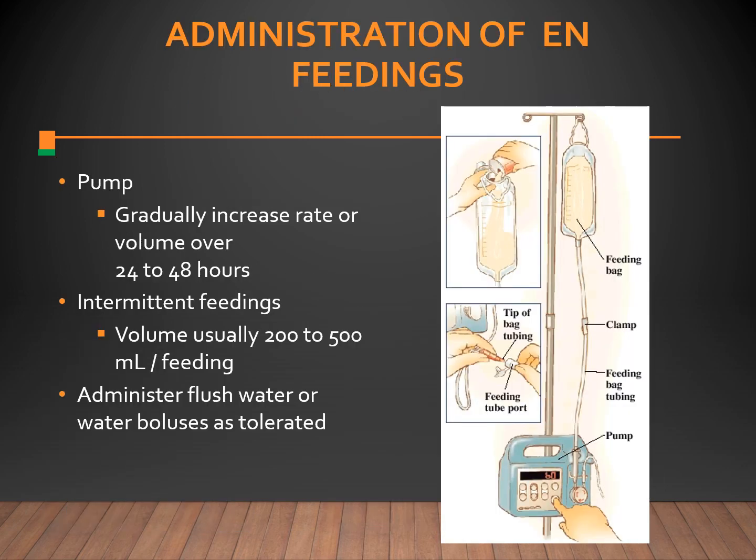When you're administering these feedings, you have a couple options. The pump, which gradually increases rate over a certain amount of time, usually 24 to 48 hours, depending on how they're tolerating it. You should have specific orders for that. There's intermittent feedings, and the volume is usually 200 to 500 mLs of feeding. So let's say a patient has a new tube, you might start with the first intermittent feeding of 200 mLs and work our way up. And again, water flushes and boluses as tolerated.